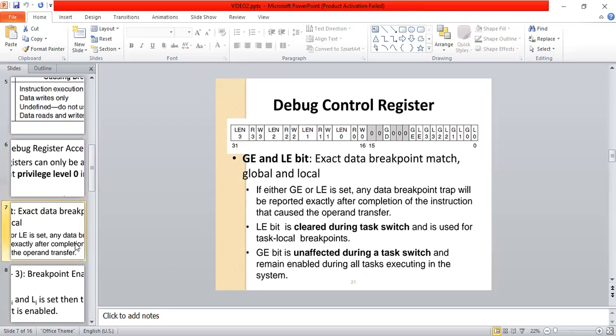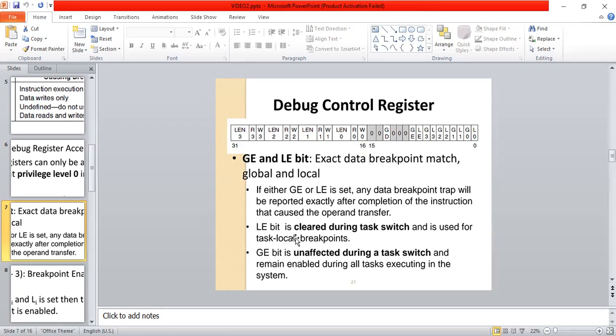Debug register fields GE and LE bits. Exact data breakpoint match, global and local. If either GE or LE is set, any data breakpoint traps will be reported exactly after completion of the instruction that caused the operand transfer. The LE bit is cleared during a task switch and is used for task local breakpoints.